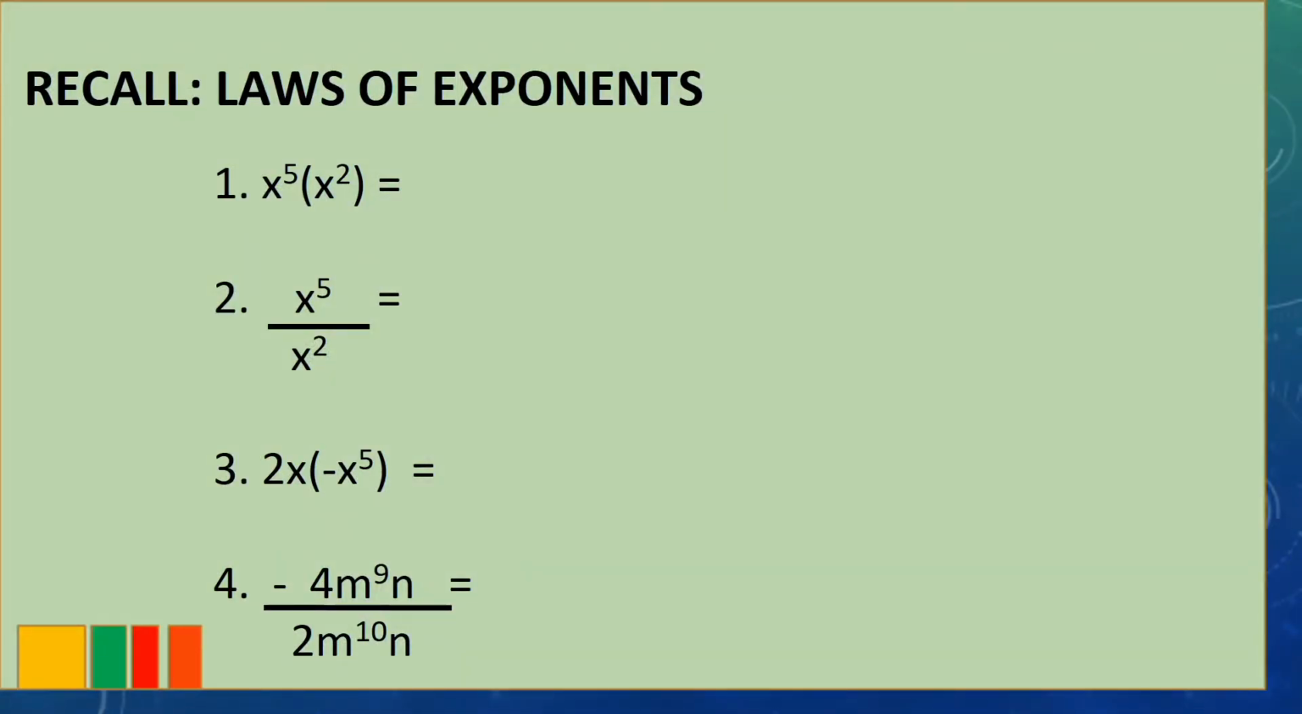Recall the laws of exponents. Number 1: x raised to 5 times x squared. If we're multiplying the same variables, we add the exponents. It will be x raised to 7. For number 2, it's division: x raised to 5 over x squared. We subtract the exponents, so it will be x cubed.